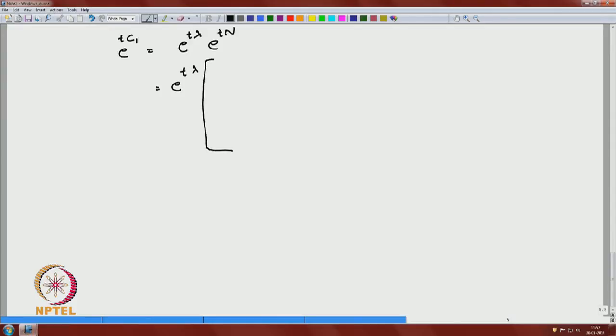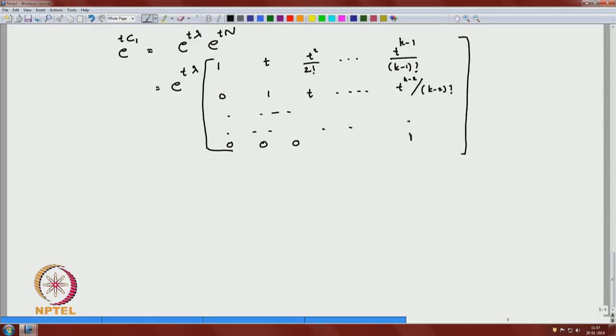If you do this, t will change the thing, you get 1, t, t square by 2 factorial, etc., up to t power K minus 1 by K minus 1 factorial, then 0, 1, t, and the last element will be t power K minus 2 by K minus 2 factorial. If you go like that, the last but one row ends in 1, and the last row will be 0, 0, etc. So you see, you have an immediate solution.